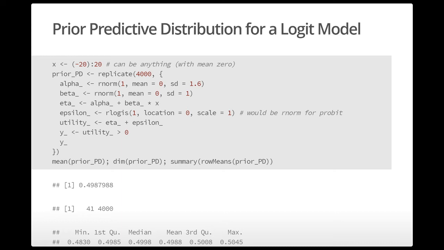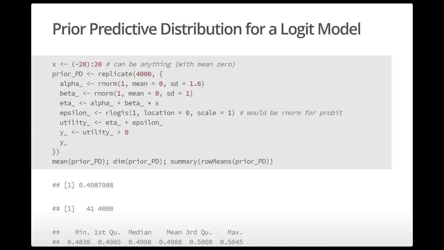The predictors in a regression model are not being modeled. They could be anything. So here I just have a hypothetical predictor that ranges from -20 to 20. Could be anything as long as it has a mean of 0. And if it doesn't have a mean of 0, you can subtract the mean so that it does. Remember, we like to center our predictors, and so we can interpret the intercept in a generalized linear model as the expectation of eta for a unit of observation that has average values of the predictors.